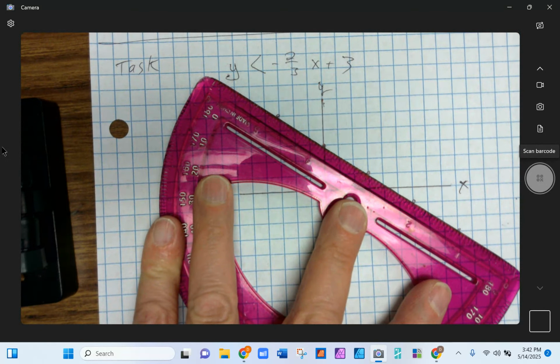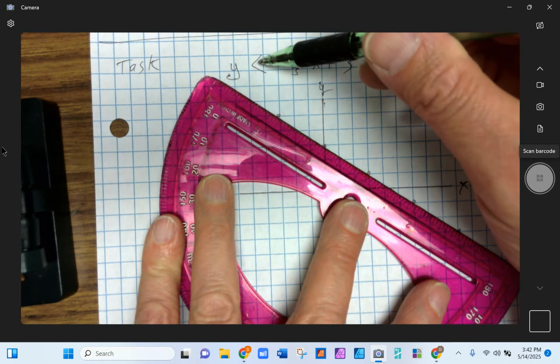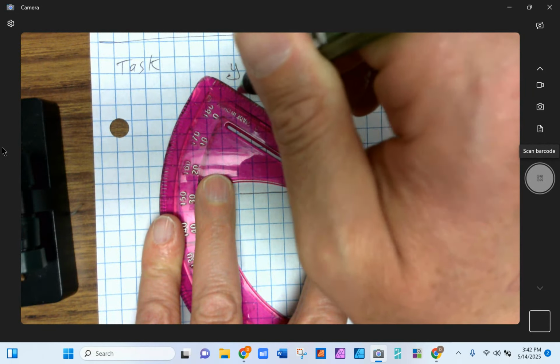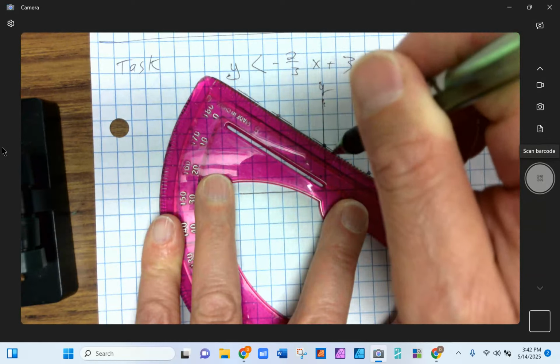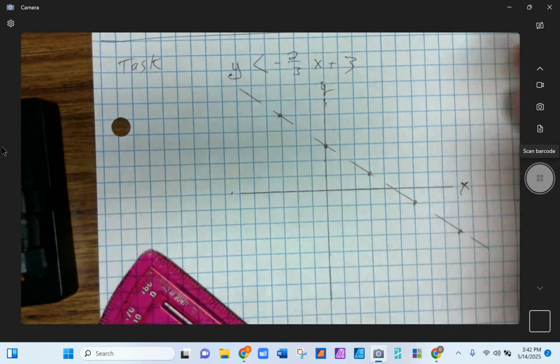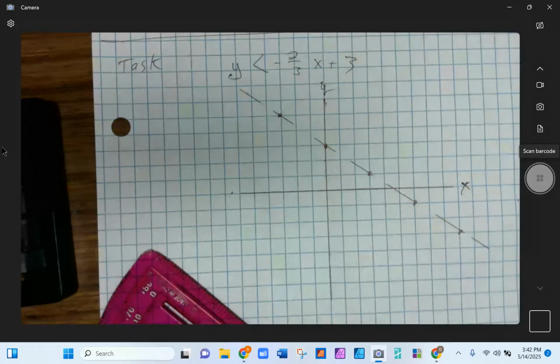Now before we do our line, please notice this is less than, not less than or equal to. So when you graph it, it can't be a straight line all the way through. It's got to be a dashed line, okay? Sorry, I got to blow my nose. Oh, Macy, I'm so sorry.